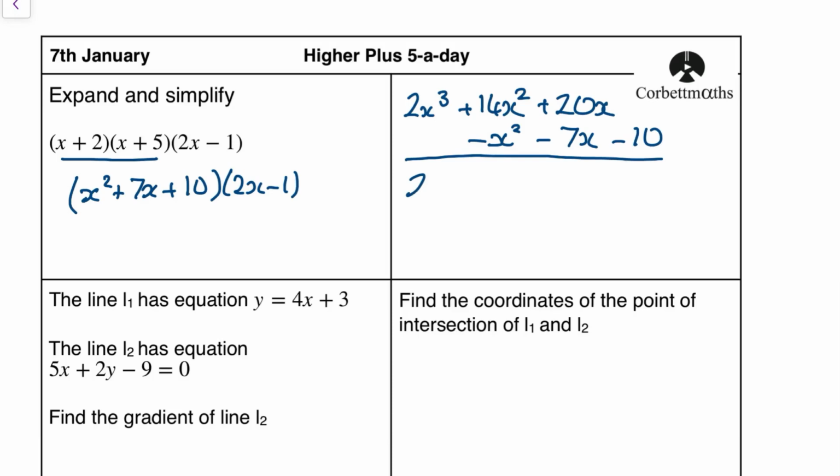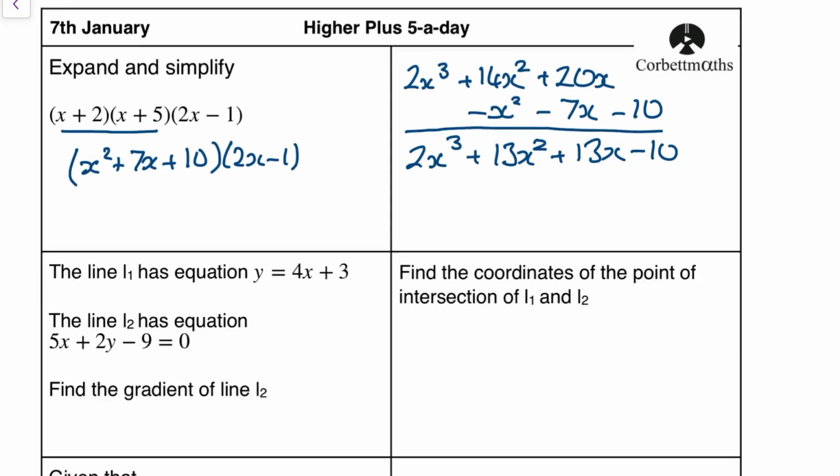So my final answer is going to be 2x cubed plus 13x squared plus, well, 20 minus 7 is 13x again, so plus 13x and minus 10. And that's the first question done. Well done if you got that one.